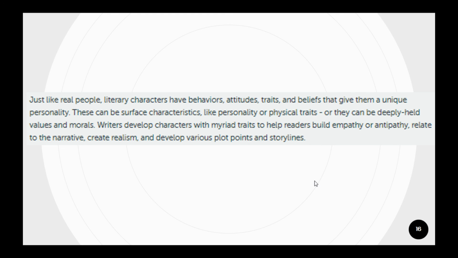Just like real people, literary characters have behaviors, attitudes, traits, and beliefs that give them a unique personality. These can be surface characteristics like personality or physical traits, or they can be deeply held values and morals. Writers develop characters with many traits to help readers build empathy or antipathy, relate to the narrative, create realism, and develop various plot points and storylines.